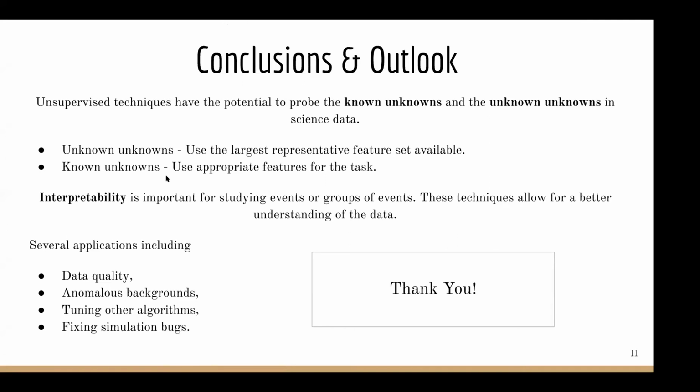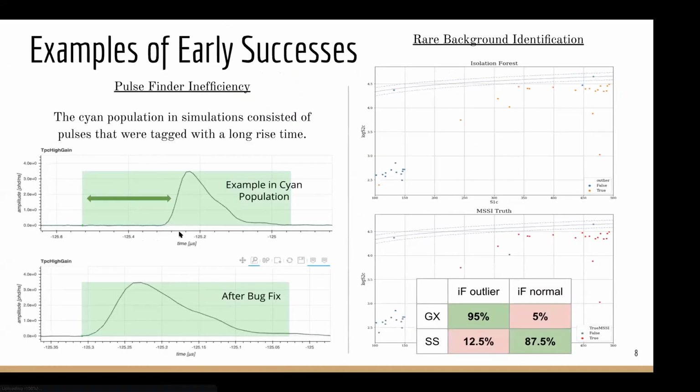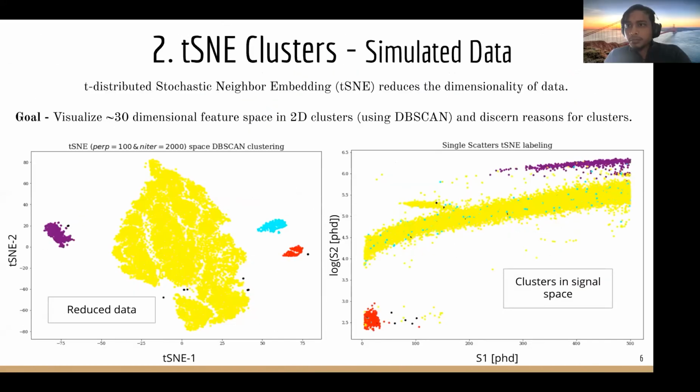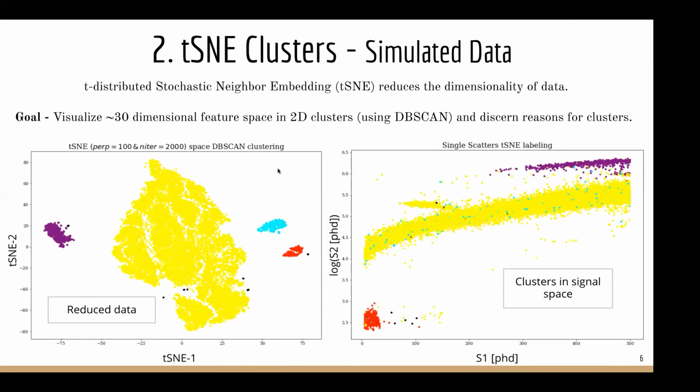I have a question, if you don't mind. Yeah, of course. Back on slide 6, when you introduced the t-SNE algorithm, you have maybe 4 distinct populations in 4 different colors. Are you predefining the number of clusters that this algorithm should find, either t-SNE or DBSCAN?